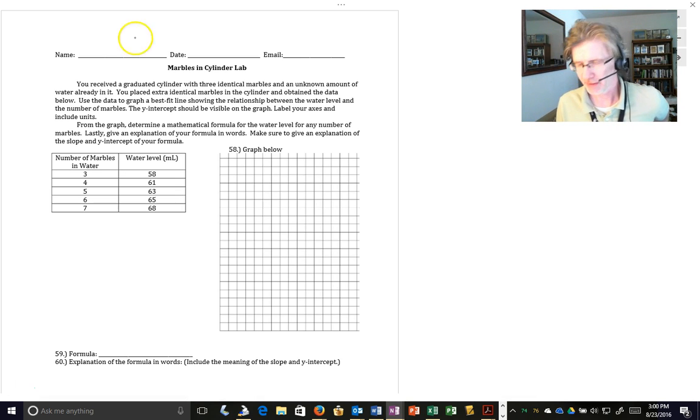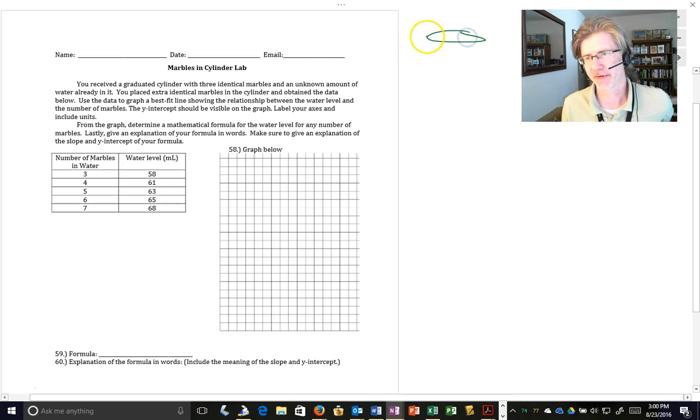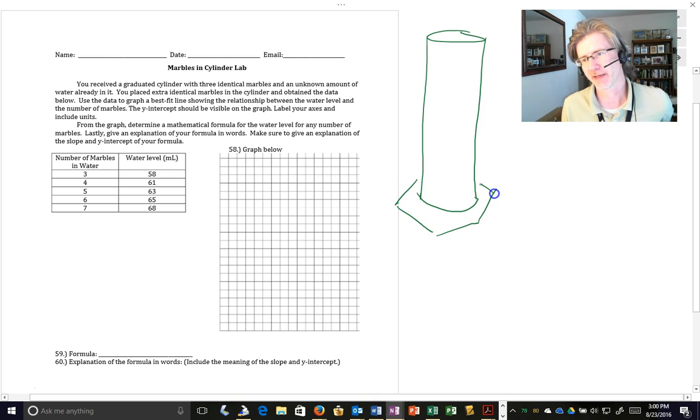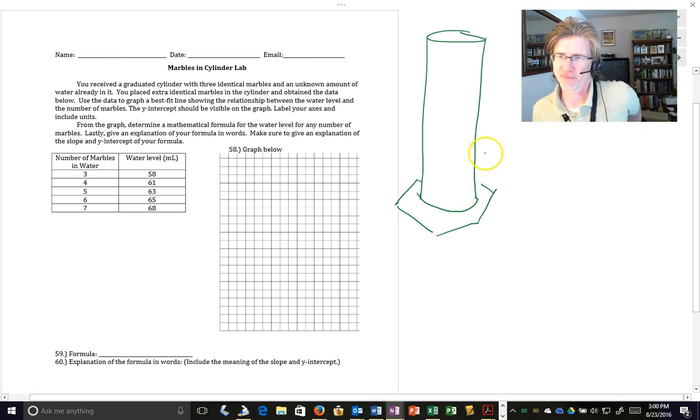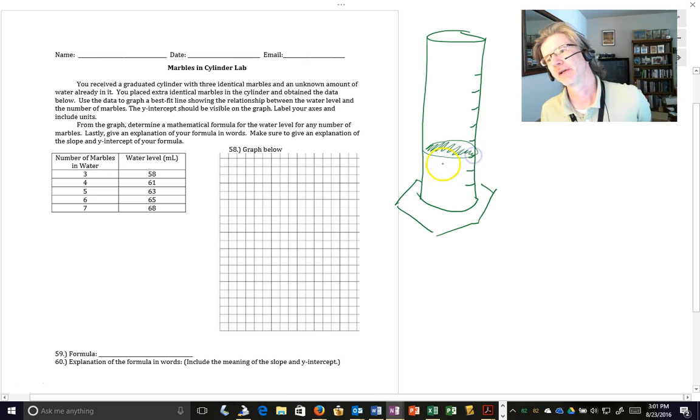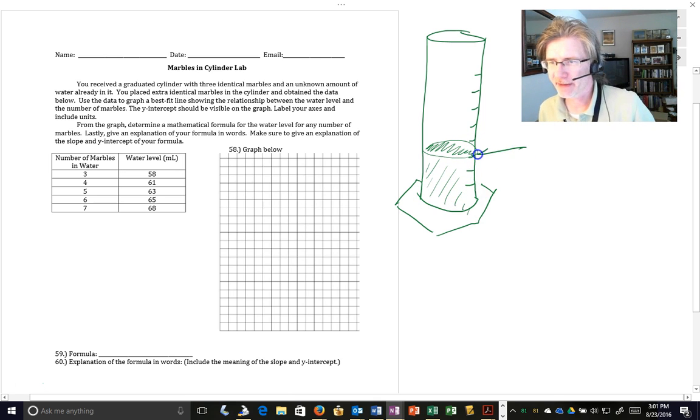Marbles in a cylinder. What I have in my head is a cylinder, like a graduated cylinder. It's got this cool base on it, and it's got rounded sides and these tick marks that tell you how much water is in the cylinder. The tick marks help us if you have some water in there. So I'm trying to draw some shaded-in water here. You have a certain level, and you'll read the level on the scale here.